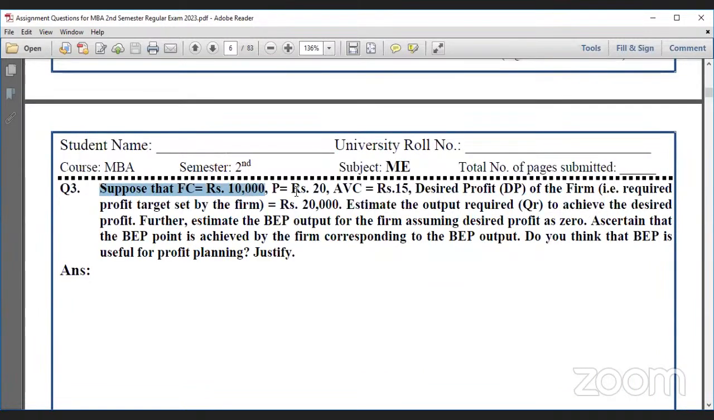Suppose fixed cost, price, ABC, and desired profit are given. Then estimate the output required to achieve the desired profit. Further, estimate the BEP, break even point. Out of the firm, assuming desired profit at 0, ascertain that the BEP point is achieved.